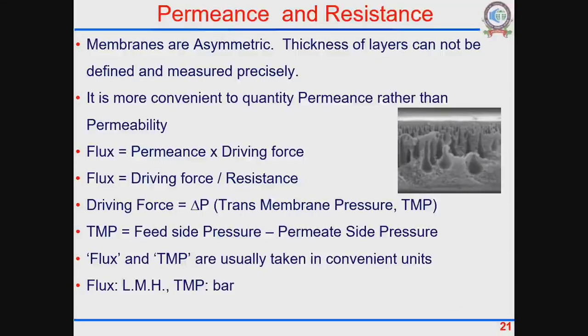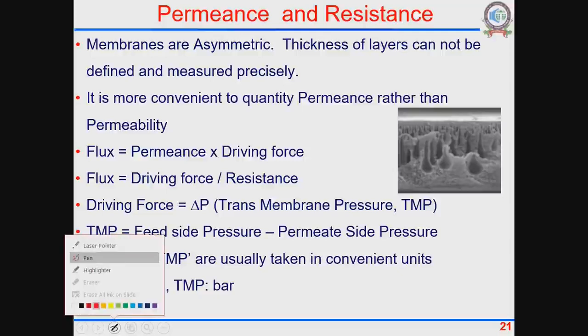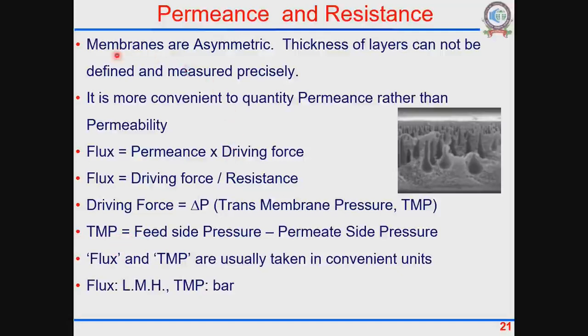Okay, so again, just to recap what we were talking about, asymmetric and symmetric membranes. If membranes are asymmetric, then the thickness of the layers cannot be defined and measured precisely. So for example, this was our picture of an asymmetric membrane. You see that there is a region where pore size is very large, there is a region where pore size is very small, but the thickness of these individual layers is not very uniform across the whole cross section, across the whole length. They are also not very well defined. There is no rigid transition between a thin region containing small pores and a thick region containing big pores.